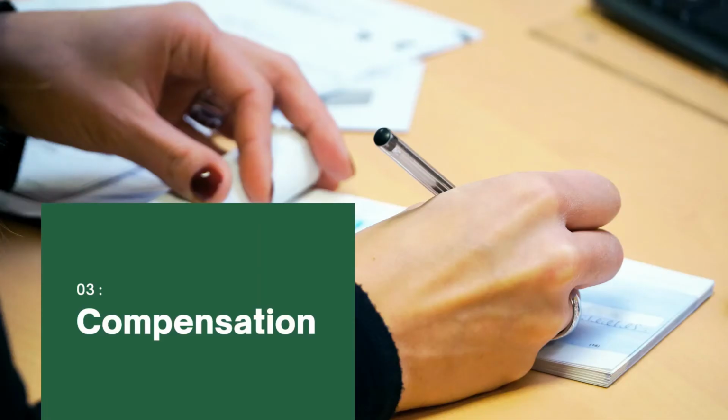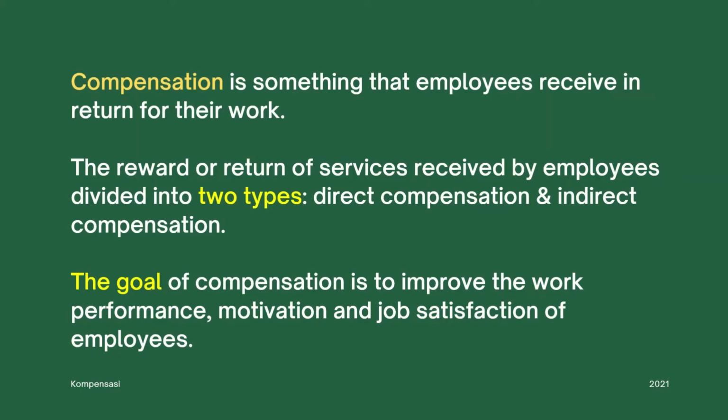And then the third topic that we will talk about today is compensation. So what is compensation? Compensation is something that employees receive in return for their work. Compensation here means the reward or return for services received by employees, and it is divided into two types: direct compensation and indirect compensation. So what is the goal of compensation? The goal of compensation is to improve the work performance, motivation, and job satisfaction of employees.